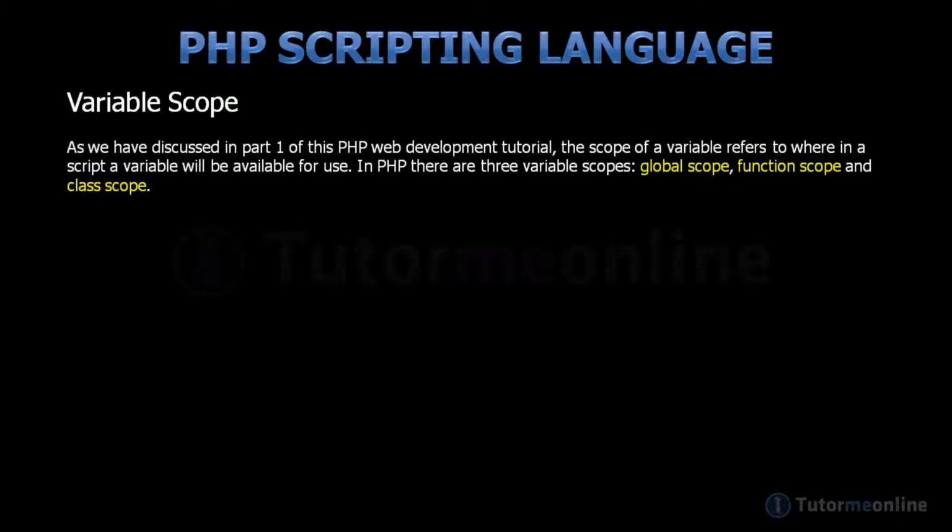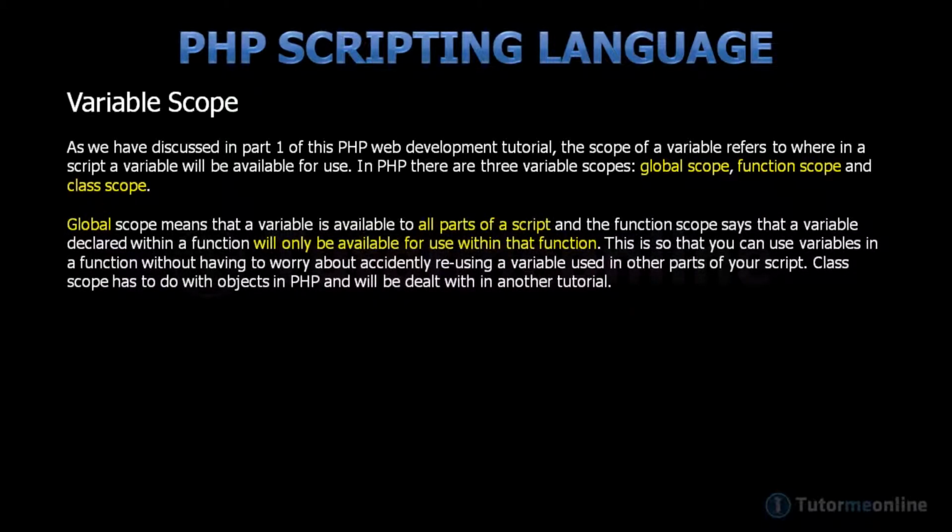As we have discussed in part 1 of this PHP web development tutorial, the scope of a variable refers to where in a script a variable will be available for use. In PHP there are 3 variable scopes, namely global scope, function scope, and class scope.